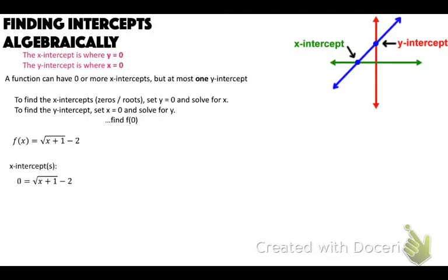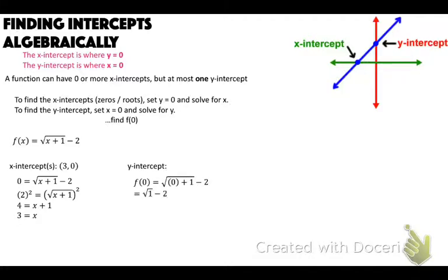Okay, this one, so 0, we're going to add that 2 over, so 2 equals the square root of x plus 2. Get rid of the square root, we're just going to square both sides. So that's 4 equals x plus 1. Subtract that 1, you get x equals 3, so our x-intercept is at 3, 0.